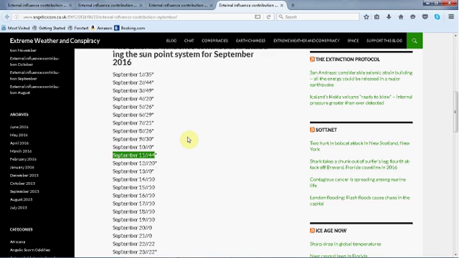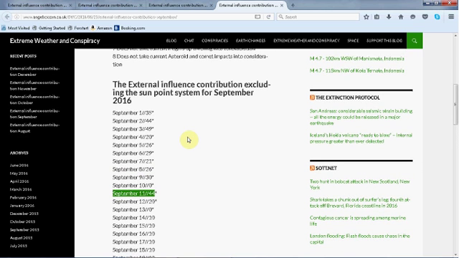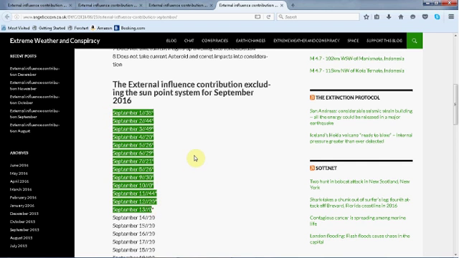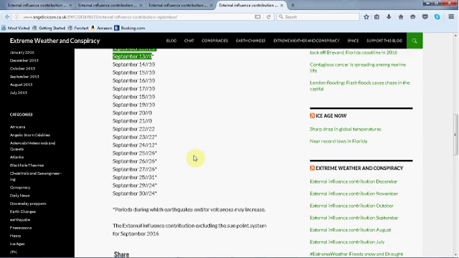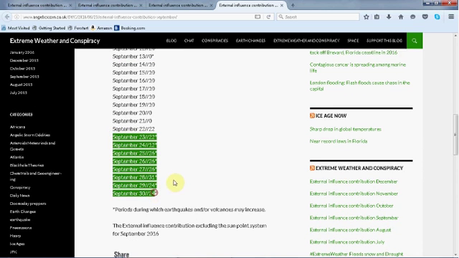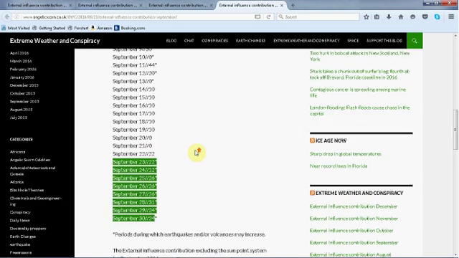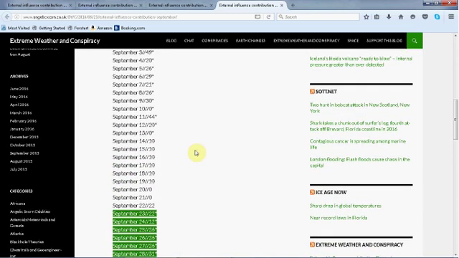Your seismic watch periods, that is a period when we expect we'll either have an increase in volcano or earthquake activity, are from the 1st of September up to the 13th of September, and from the 23rd of September up to the 30th of September.